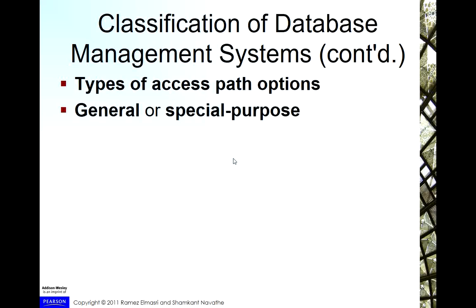Also, we can divide the type of access path options into general or special purpose. Some database systems could be for general purpose, and some database systems could be for a specific purpose.